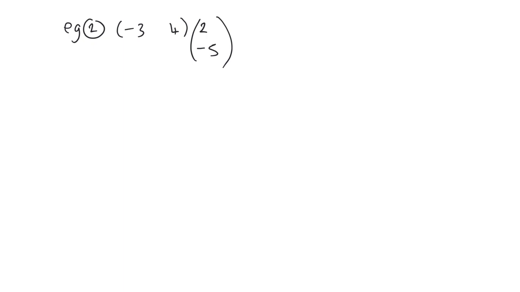Our second example then, we've got minus 3, 4 is the first matrix, and 2 minus 5 is the second one. So we have one row and two columns in the first one. We've got two rows and one column in the second. Look at the inside numbers. They're the same, so we can multiply. Look at the outside numbers to tell us what our answer is going to look like. And our answer will be a 1 by 1 matrix.